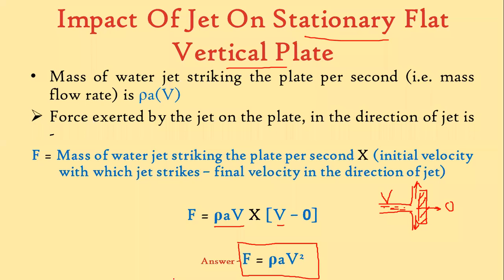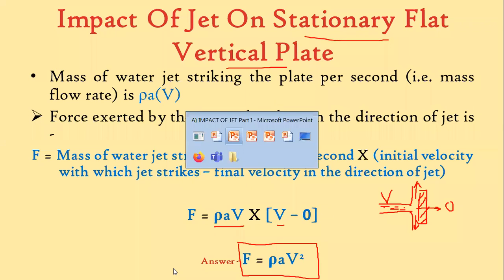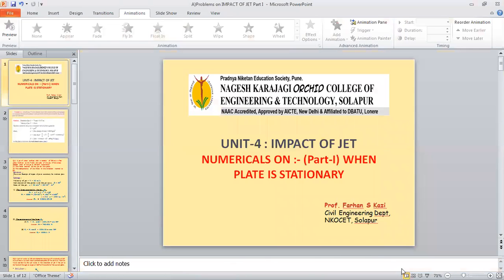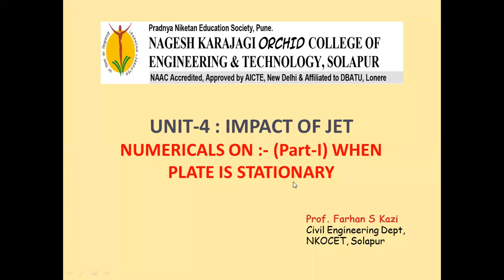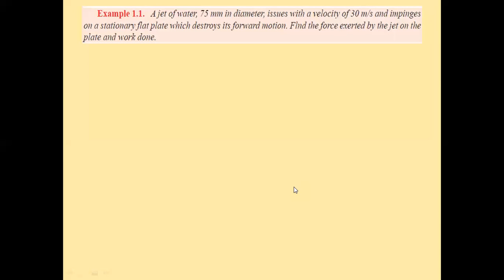Okay, if there is no other question, let us proceed to the numericals. So we'll see the numericals on flat vertical plate. A jet of water 75 mm in diameter issues with a velocity of 30 meters per second and impinges on a stationary flat plate which destroys its forward motion. Find the force exerted by the jet on the plate and the work done.